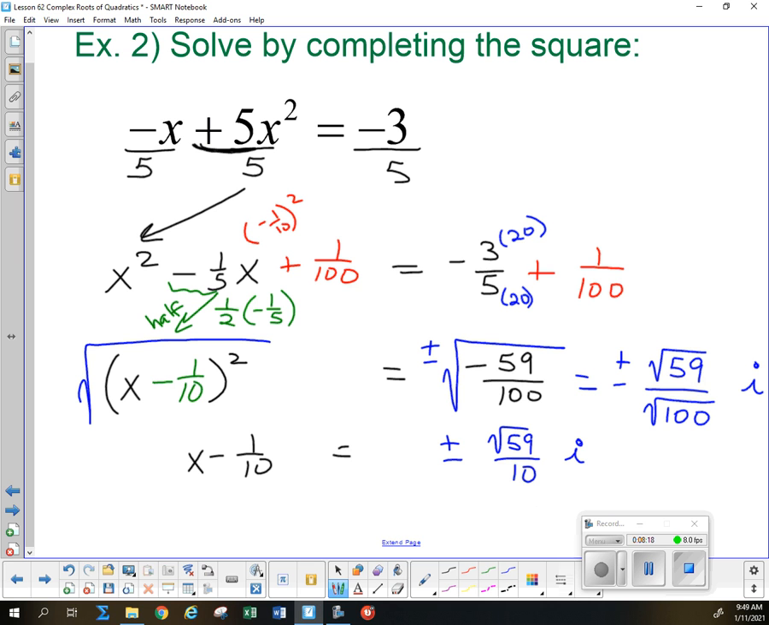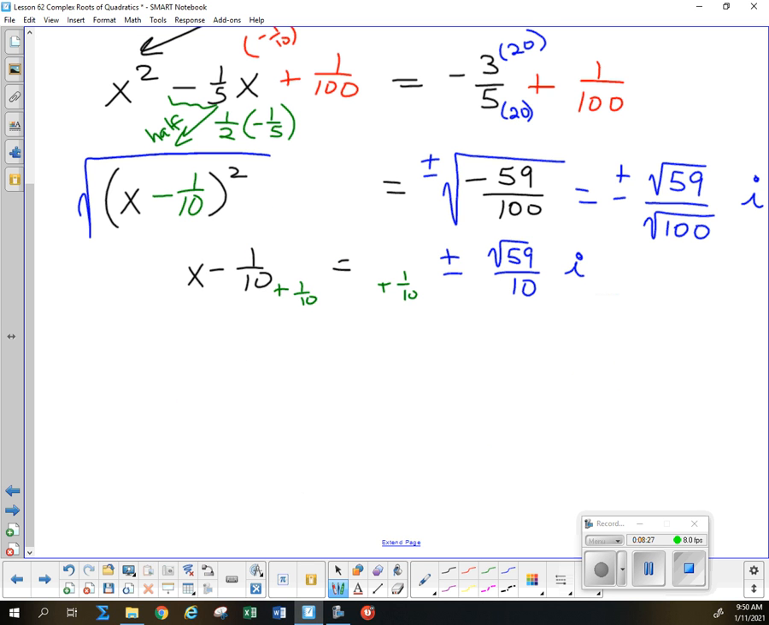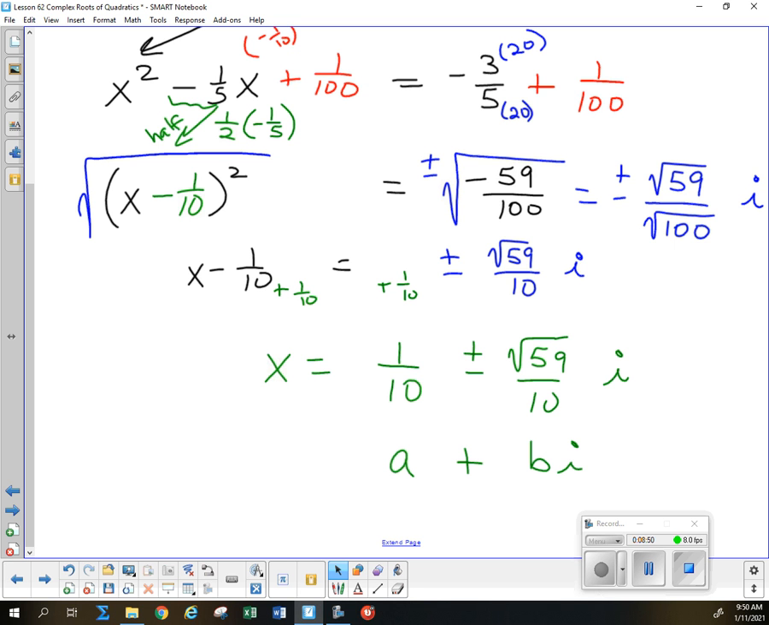Final step, I am going to add that 1/10 to both sides, so that my final answer is x is positive 1/10 plus or minus root 59 over 10 times i. And again, we do not combine those with a single denominator because one is real and one is imaginary. They always have to be a plus bi. And that finishes up our lesson.